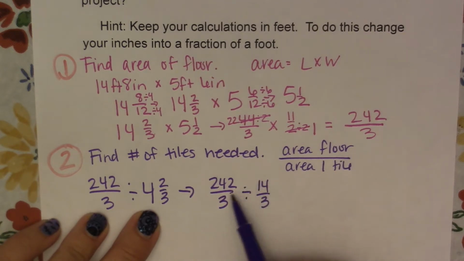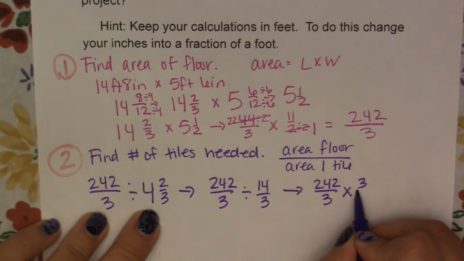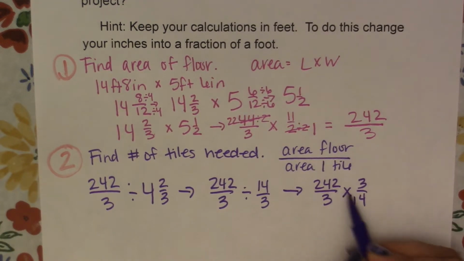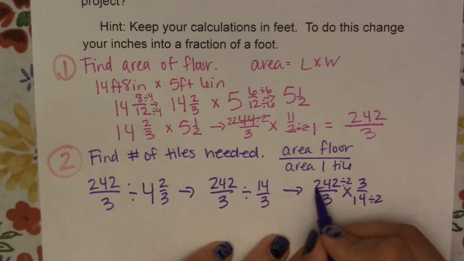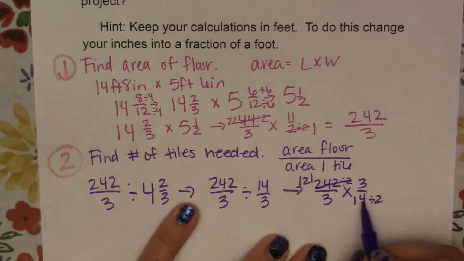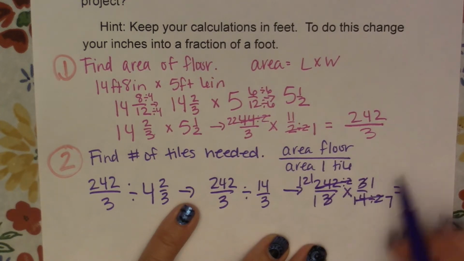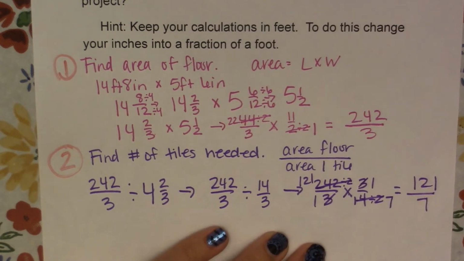To divide fractions, we do our keep, change, flip. So keep, change to multiplication, and flip my fraction. Now again, I know both of these are even, so I'm going to divide them by 2. So that gives me 121 over here and 7 right here. And then both of these are divisible by 3, so I get a 1 and a 1. And now I can multiply. 121 times 1 is 121. 1 times 7 is 7.